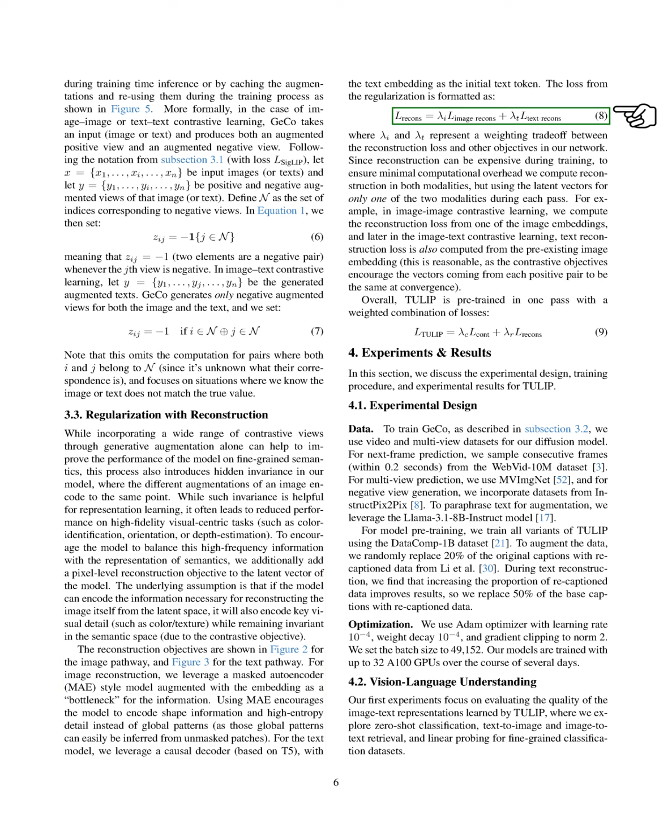To minimize computational costs, we compute reconstruction in both modalities but only use the latent vectors from one modality during each training pass. For instance, in image-image contrastive learning, we calculate the reconstruction loss from one image embedding, and later, in image-text contrastive learning, we compute the text reconstruction loss from the existing image embedding.